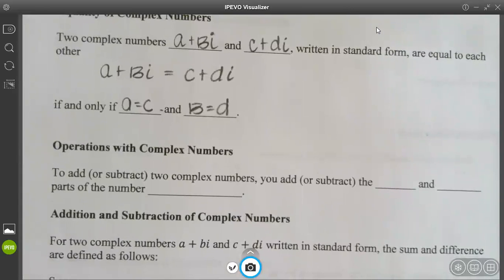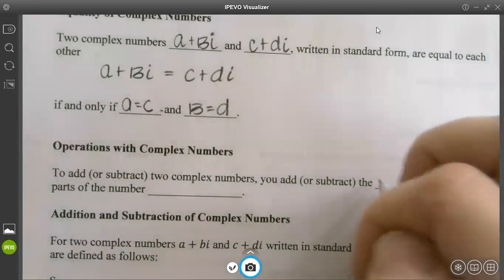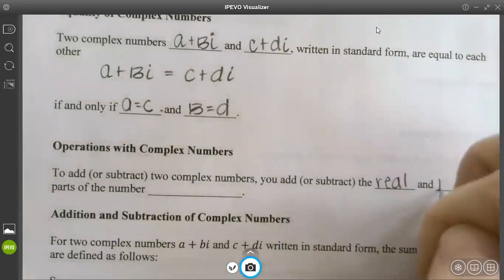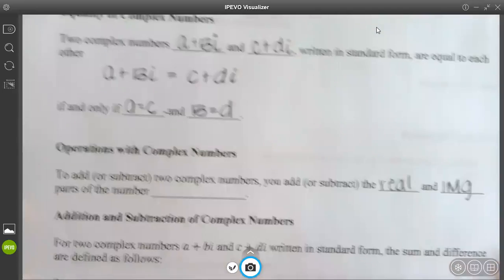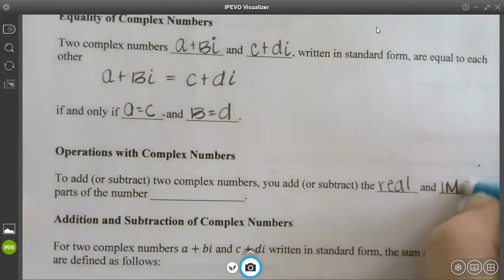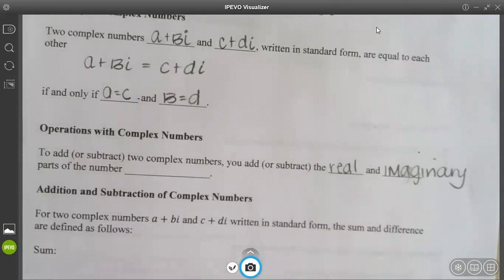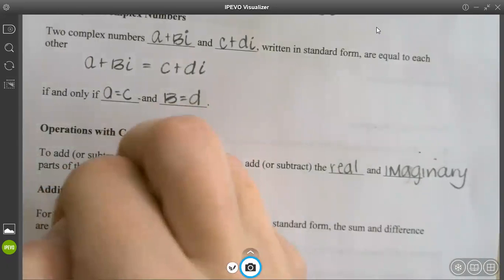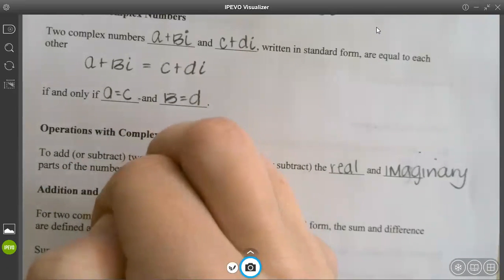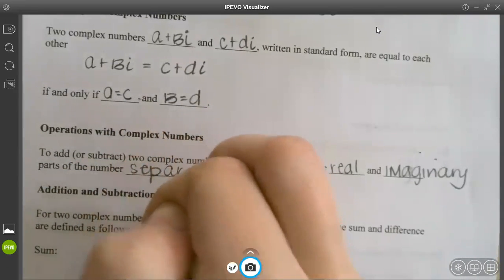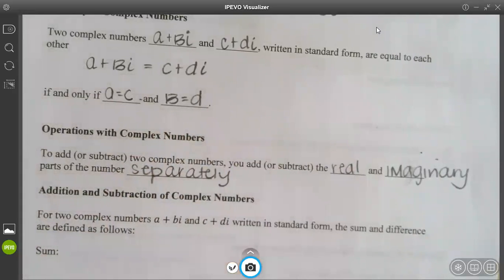Operations with complex numbers. To add or subtract two complex numbers, you add or subtract the real and imaginary parts of the number separately. Adding and subtracting are really simple.